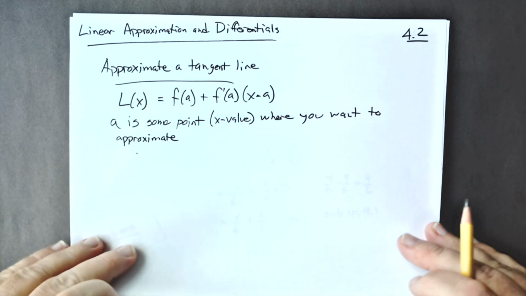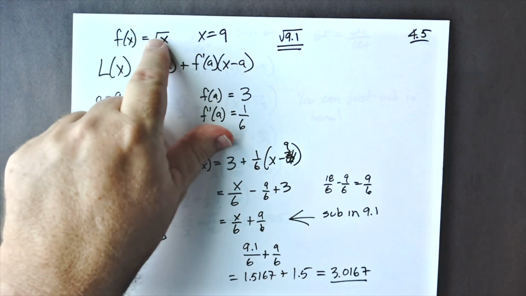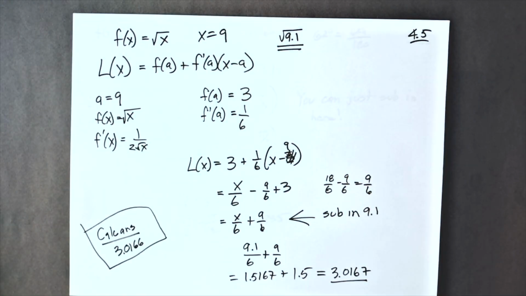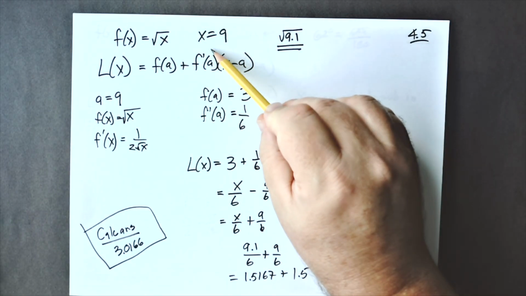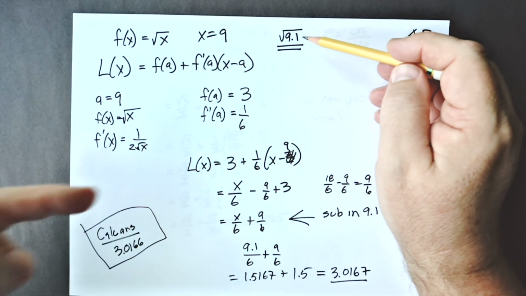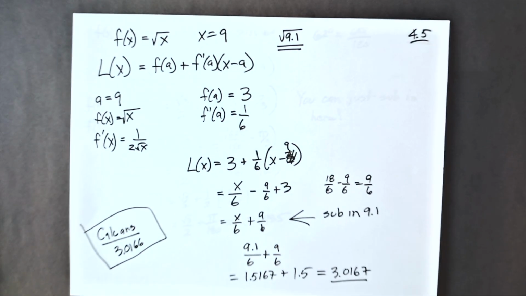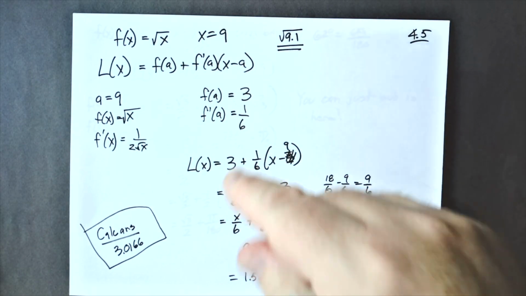All right, so let's see how this works. Let's say we have y equals the square root of x, and the value I'm looking at is 9, and I want to approximate using this technique: what's the square root of 9.1? Let's pretend that you didn't have a calculator, right? How can we approximate it?